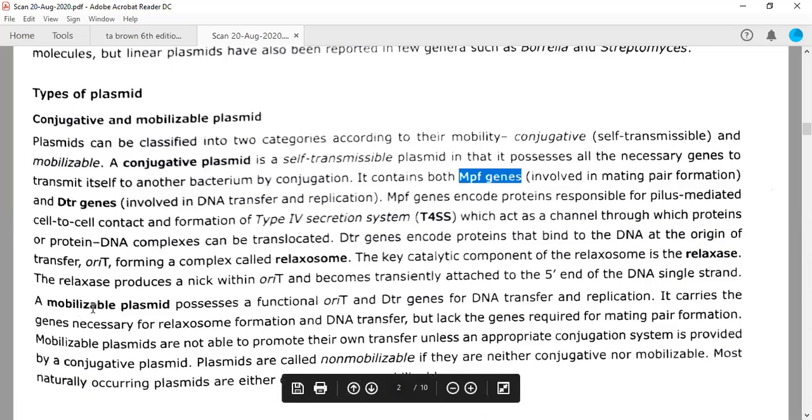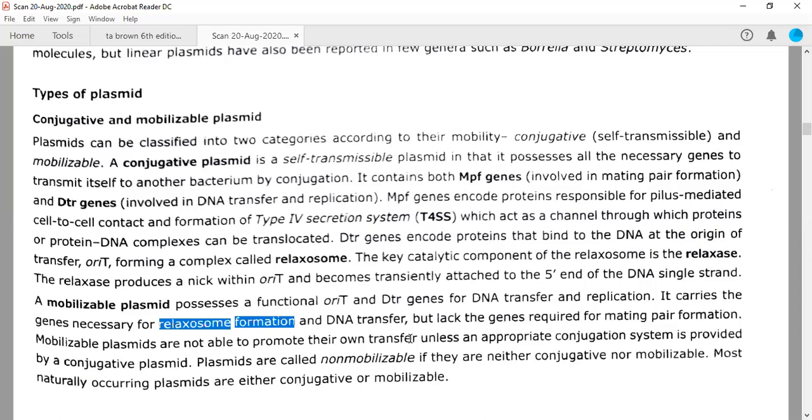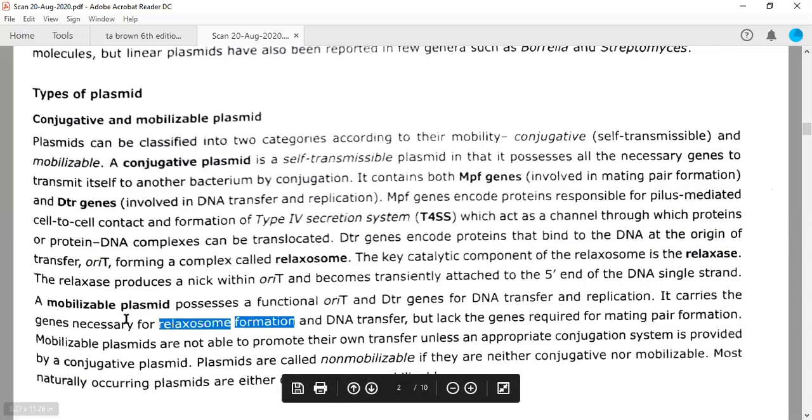So a mobilizable plasmid possesses a functional ORIT and DTR genes, which are responsible for transfer and replication. It carries the genes necessary for relaxosome formation and DNA transfer, but lacks the genes required for mating pair formation. So these mating pair formation genes, the MPF genes, are not present here. So mobilizable plasmids are not able to promote their own transfer unless an appropriate conjugation system is provided by a conjugative plasmid. So one thing is mobilizable plasmids.